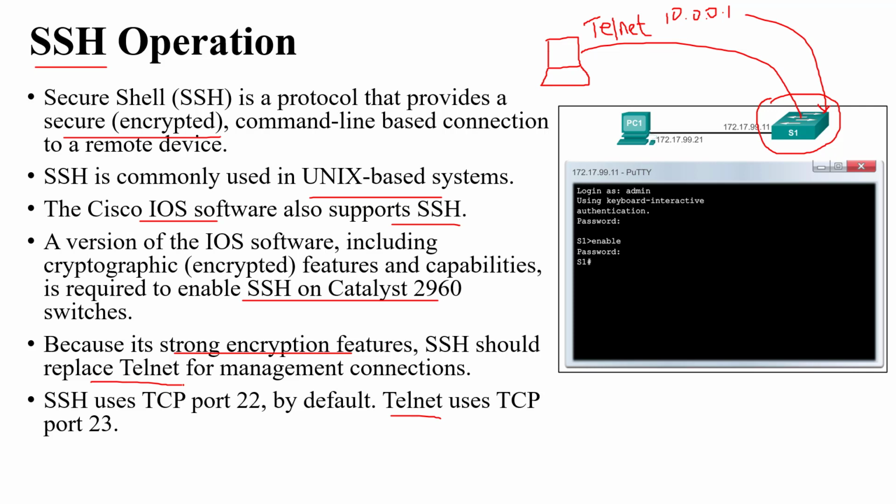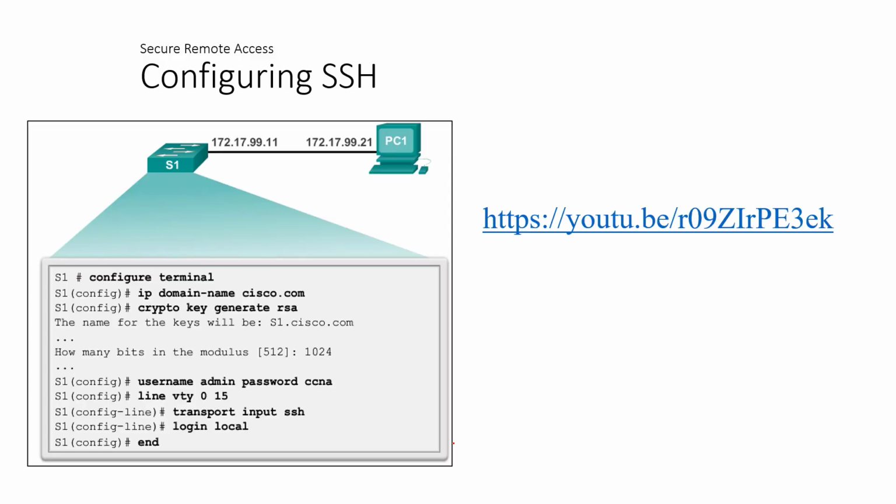Now the port numbers. SSH uses port number 22. What port number is assigned for Telnet? For Telnet, port number 23 is assigned. We already know this: port 23 is Telnet, port 22 is SSH, and port 80 is HTTP, Hypertext Transfer Protocol. So 22 is SSH and 23 is Telnet.